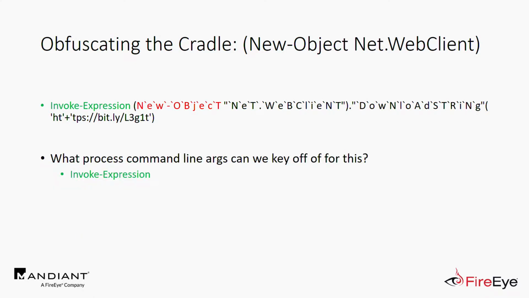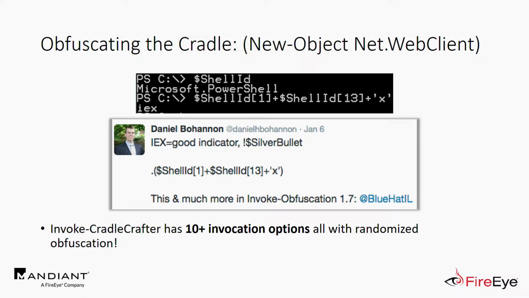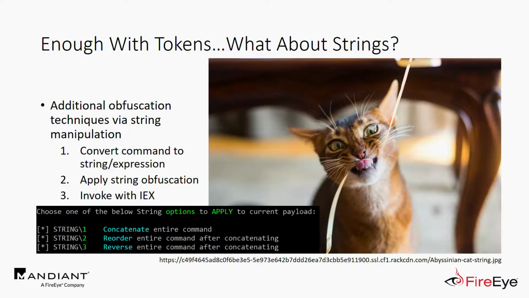So, Invoke-Expression. As crazy as the obfuscation got in Invoke-Obfuscation, this is the only overlap between the 2 projects, and that is obfuscating the string IEX, which is the alias for Invoke-Expression. So in this example, ShellId is an automatic variable in PowerShell. It resolves to the string Microsoft.PowerShell. So if we just take the index 1 and 13, that's the letters I and the E, and then we add an X and invoke it, that's now IEX. So Invoke-CradleCrafter has over 10 different invocation options, these concatenated ones just being one of those options.